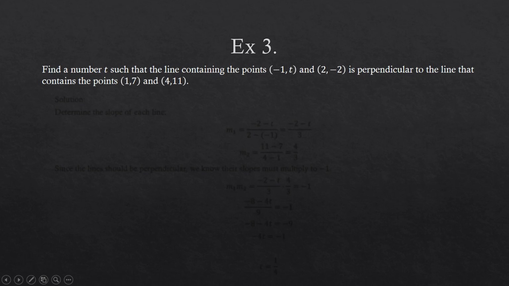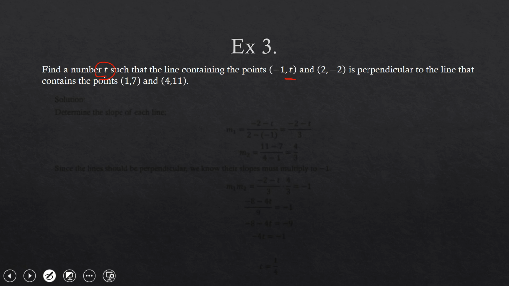Okay, so we're going to go ahead and look at our third and final example for lesson 0.2, and that is we want to find a number t such that the line containing the points (-1, t) and (2, -2), so this is where t is showing up as the second coordinate, so t is right here, is perpendicular to the line that contains the points (1, 7) and (4, 11).